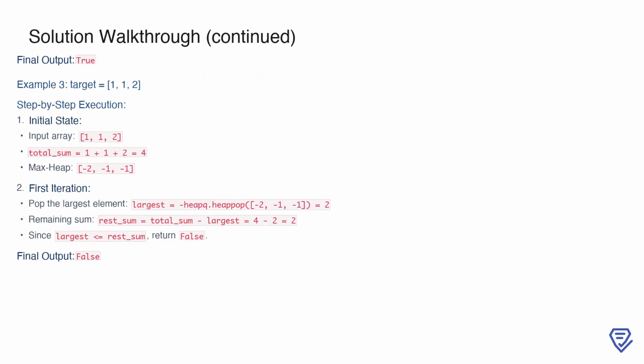Finally, let's examine the target array 1, 1, 2. The total sum of the array is 4, and the max heap is initialized as -2, -1, -1. In the first iteration, the largest element is 2, and the remaining sum of the other elements is 2. Here, since the largest value is less than or equal to the remaining sum, it is impossible to reduce it further while maintaining the conditions of the problem. Therefore, we conclude that the target array cannot be constructed, and we return false.